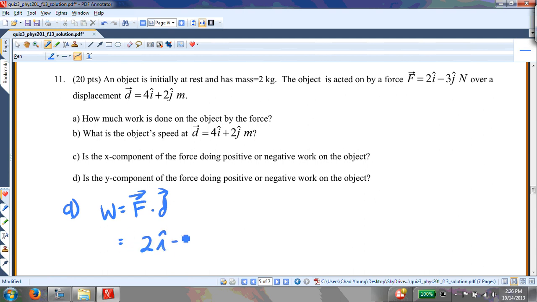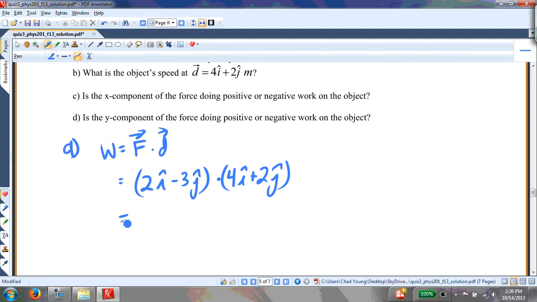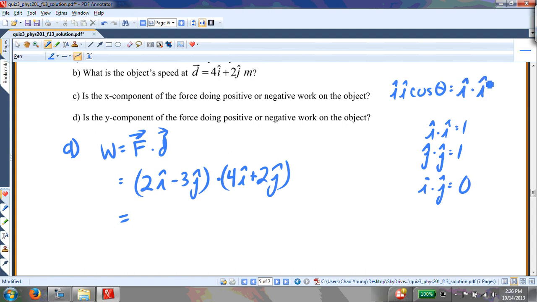2i minus 3j, dotted with 4i plus 2j. I do FOIL, remembering that i dot i equals 1, j dot j equals 1, but i dot j and j dot i are both equal to 0. Remember that dot product is the same as AB cosine theta. So if that angle theta is 90 degrees, that cosine goes to 0.